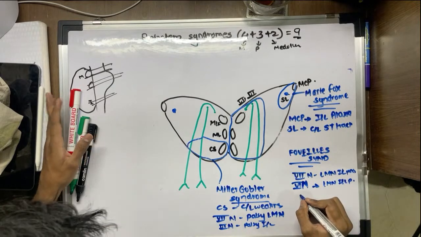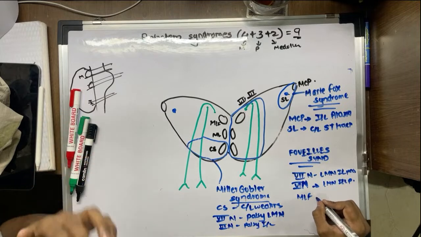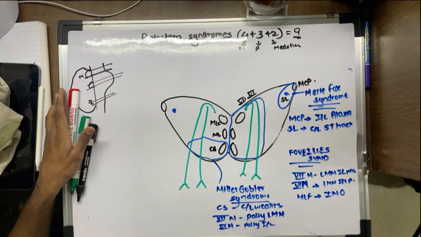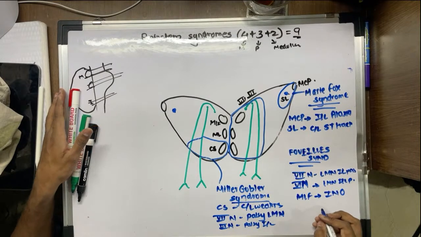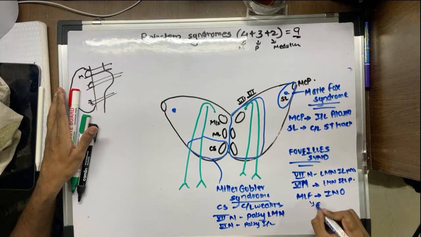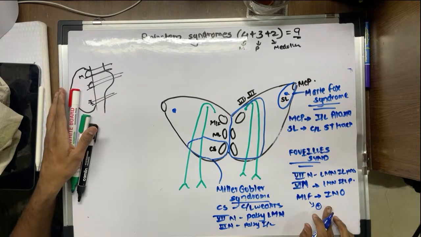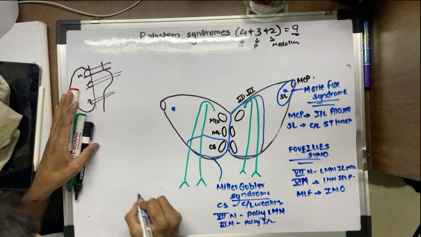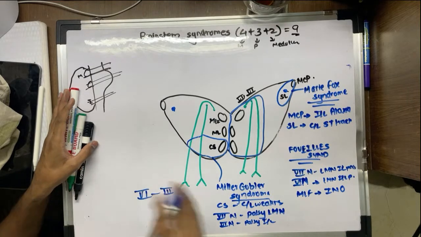Then comes what? This is MLF. MLF is basically the medial longitudinal fasciculus, and it leads to internuclear ophthalmoplegia. Internuclear ophthalmoplegia is very important. We call it MLF syndrome. Basically, in this convergence is positive, but there is gaze preference. MLF is basically how the third nerve is connected to the sixth nerve.